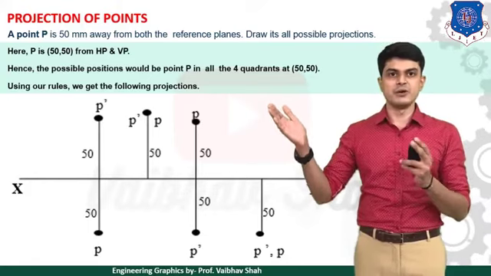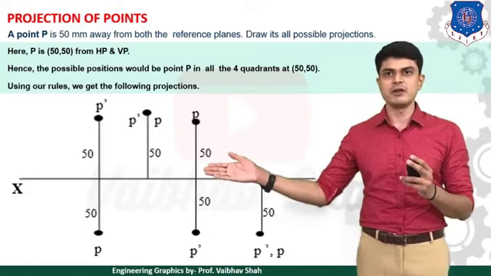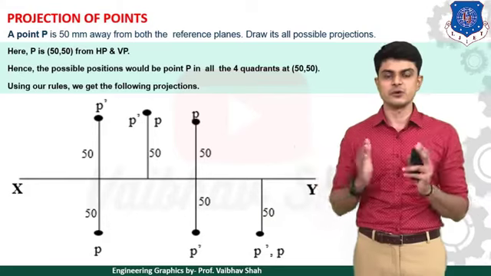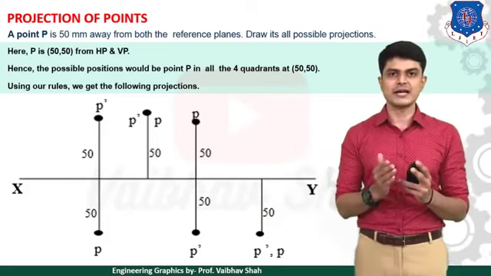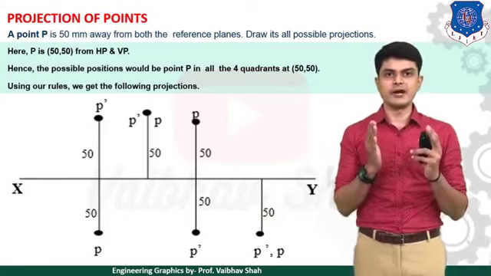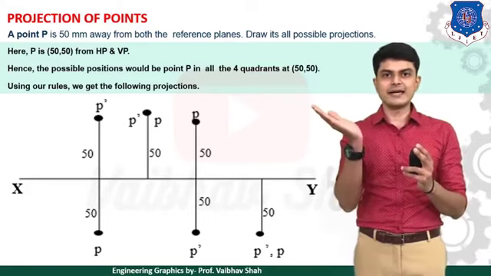And in front means what? Below the XY line. So your answer would be P below the XY line. So the first question we have solved. Now let us see for the second quadrant what happens. Point P is above the XY line.